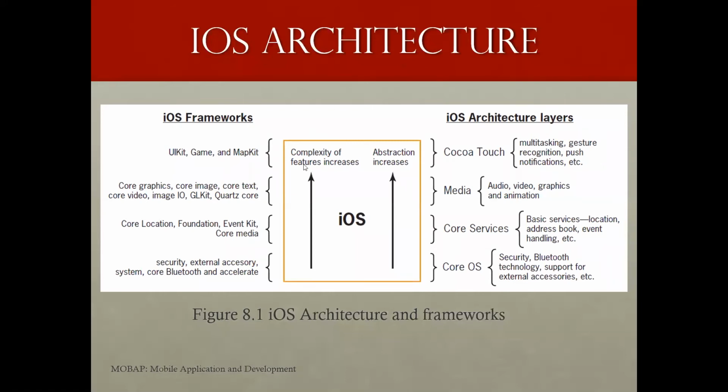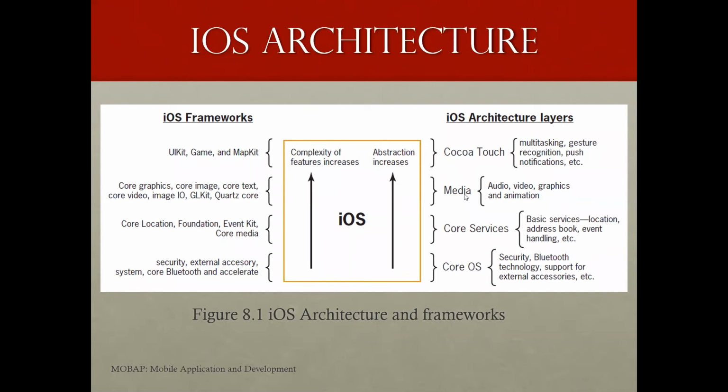Then next we have Core Graphics, Core Image, Core Text, Core Video, and so on. Those are the frameworks, and the layer will be the media. Media is composed of audio, video, graphics, animation, or what we call multimedia. These are the resources that you need to import in order to load particular files. It could be the file extension; if it's an image, it could be JPEG, PNG, GIF. That's part of the images. Audio and video are still acceptable in iOS.